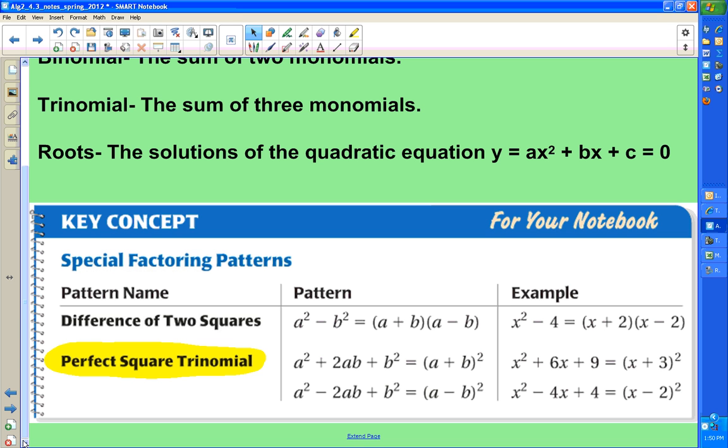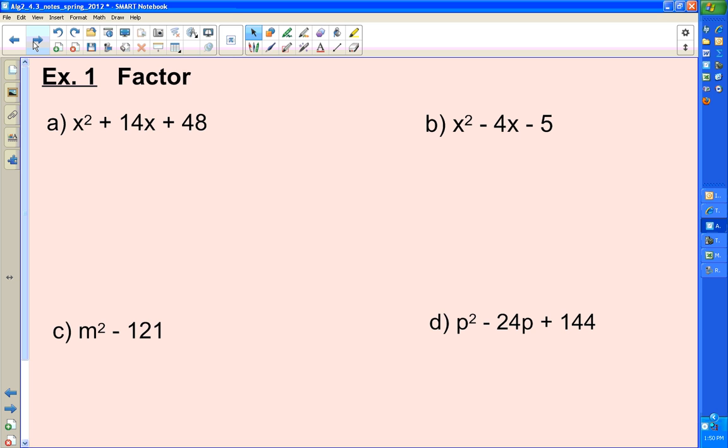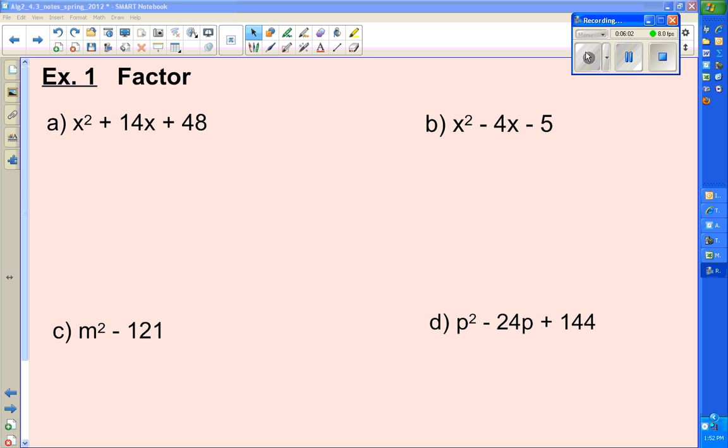All right? In your factoring, you need to know how to factor quadratics that are difference of two squares. You need to know how to factor perfect square trinomials. And you need to be able to factor factorable trinomials. And I expect every single one of you can already do this. Here's 4 that you should be able to factor right now.